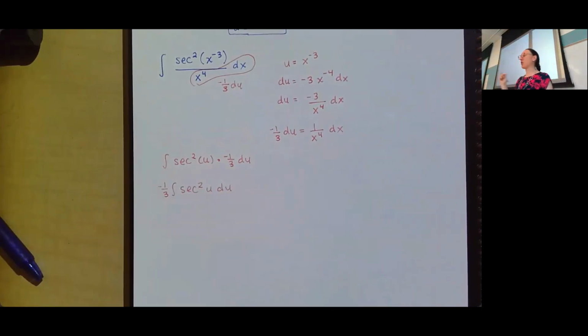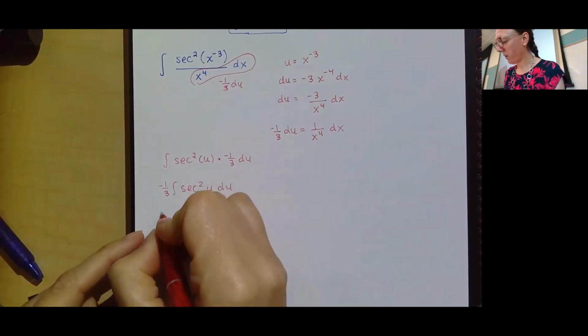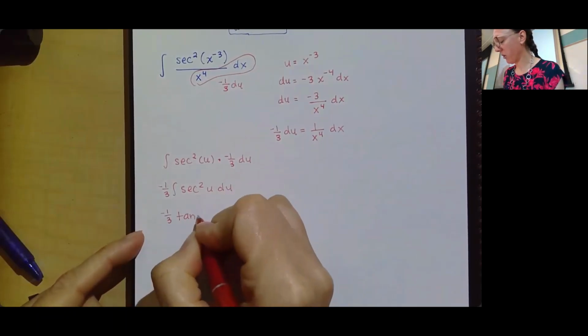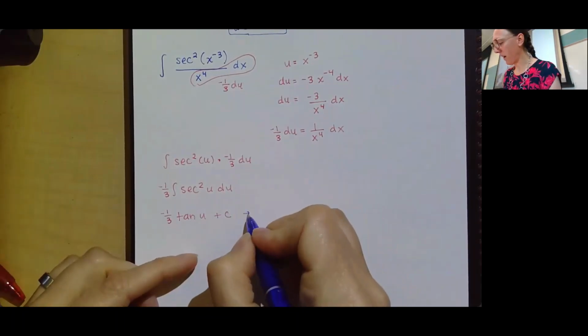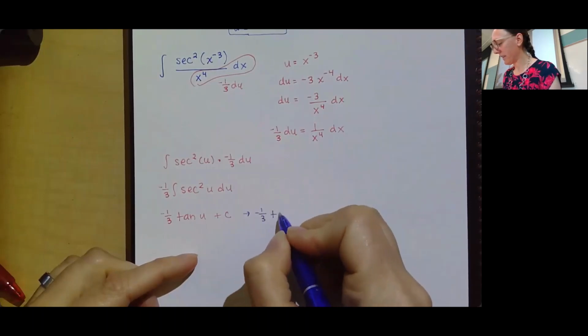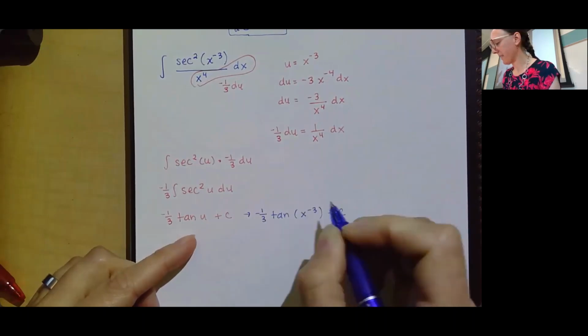Now, this is the place where I don't have a route around it. You have to memorize the derivatives for the trig functions because this is not a u substitution. Please don't try integration by parts on this. It will get worse before it gets better. Secant squared is already somebody's derivative, and we need to just know that. Whose derivative is that? So I'm looking at negative 1/3 tangent of u plus a constant. And that means we've got negative 1/3 tangent of x to the negative 3 plus a constant.